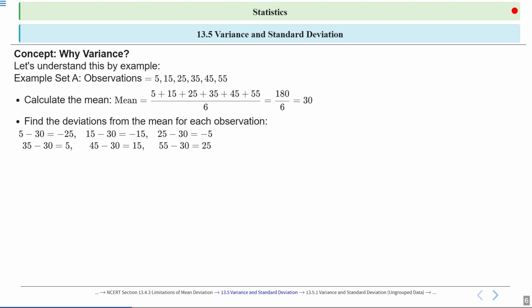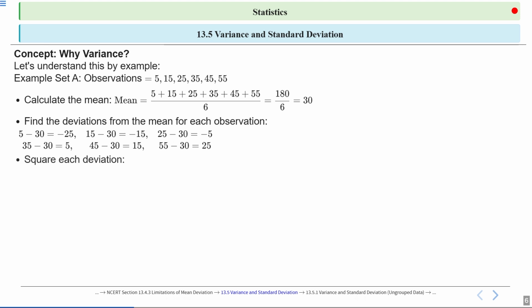So let's write out each deviation. 5 minus 30 is minus 25. 15 minus 30 is minus 15. 25 minus 30 is minus 5. 35 minus 30 is 5. 45 minus 30 is 15. 55 minus 30 is 25.